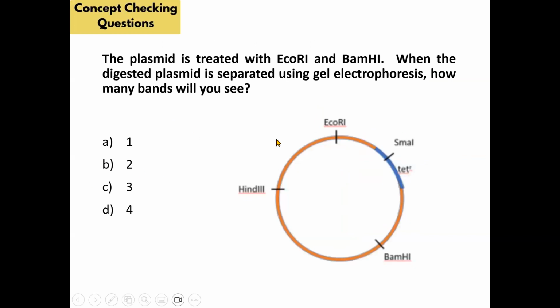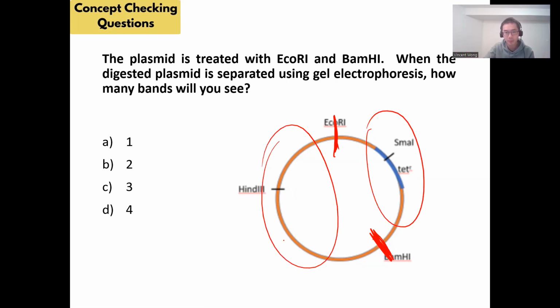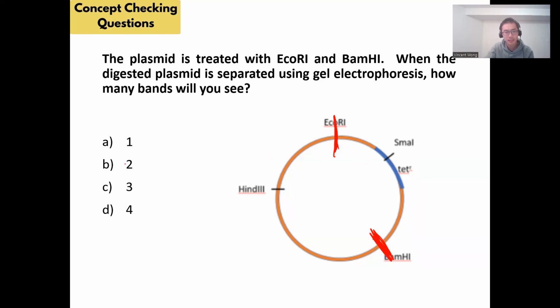Because of time, I'm just gonna quickly go through these with you. The plasmid is treated with EcoRI and BamHI. When the digested plasmid is separated using gel electrophoresis, how many bands are you going to see? So take a rubber band if you need to see this physically. The rubber band is like the plasmid. And we're cutting it with EcoRI. So that's 1 cut right here. And then we're cutting it again with BamHI, that's 2 cuts. Right? So if you take a rubber band and cut it 2 times, you actually end up having 2 bands. 1 band here, another band here, 2 bands. Okay?